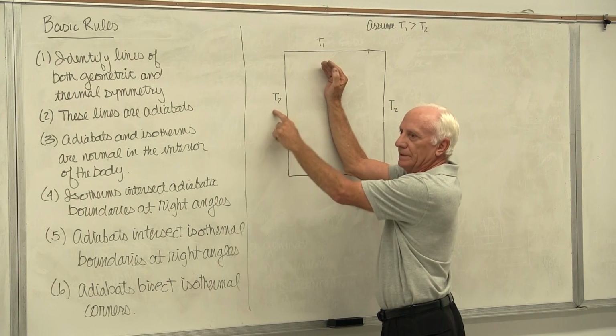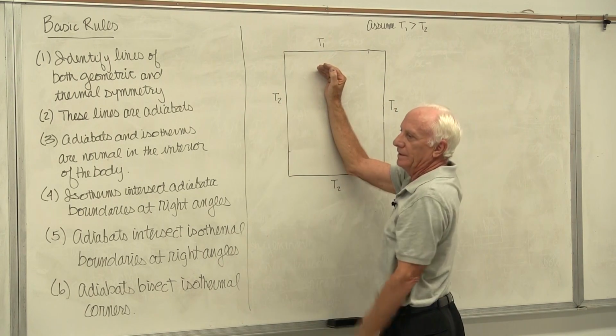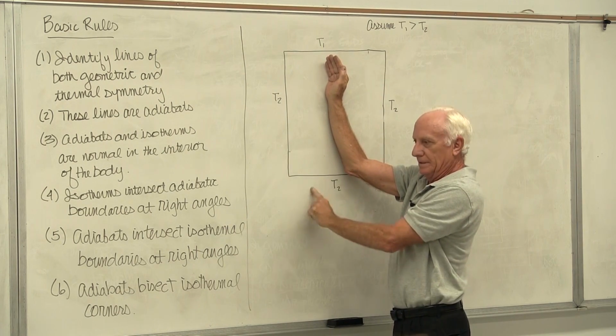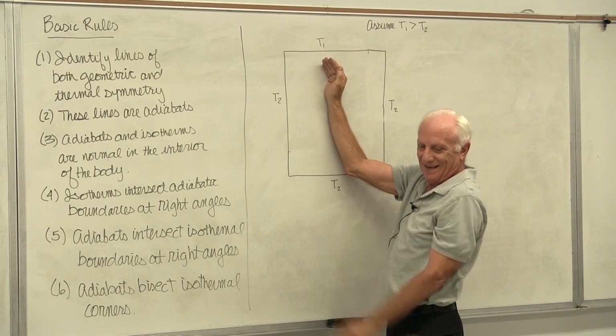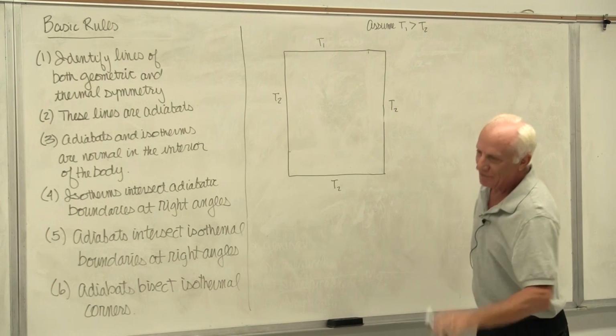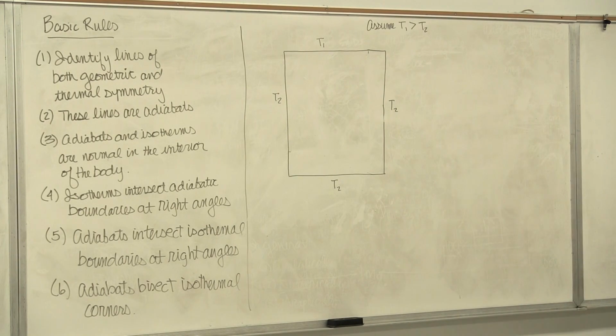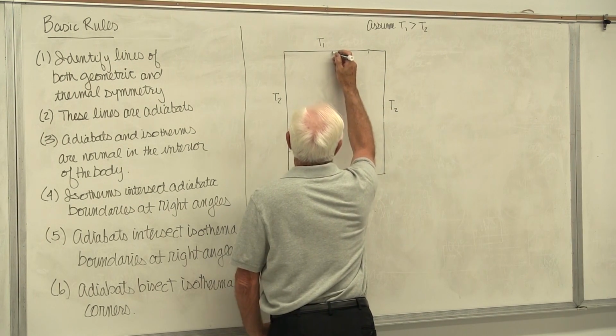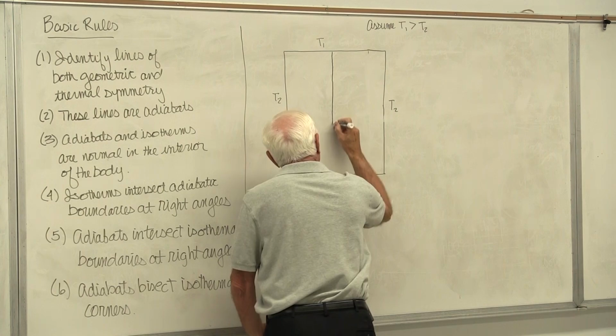Vertical line, T2 here, T2 here, yes. T1 here, T1 here, yes. T2 here, T2 here, yes. Conclusion. The only line that has both thermal and geometric symmetry is a vertical line that goes through the center of the plate. There it is.